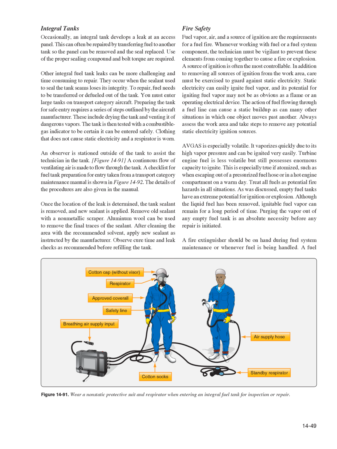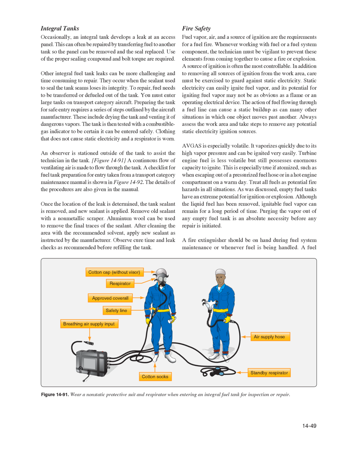In addition to removing all sources of ignition from the work area, care must be exercised to guard against static electricity. Static electricity can easily ignite fuel vapor, and its potential for igniting fuel vapor may not be as obvious as a flame or an operating electrical device. The action of fuel flowing through a fuel line can cause a static buildup, as can many other situations in which one object moves past another. Always assess the work area and take steps to remove any potential static electricity ignition sources.